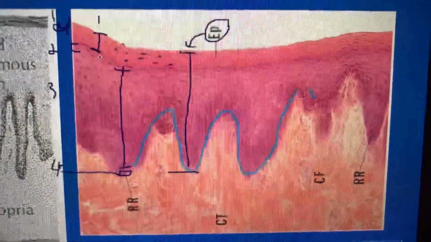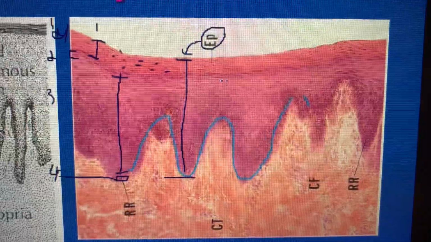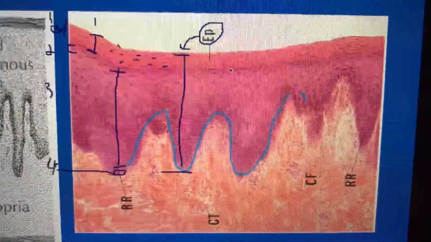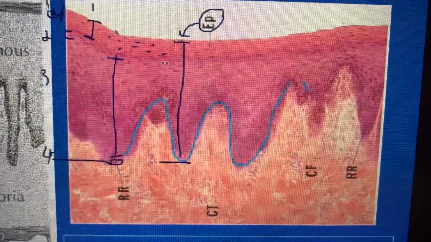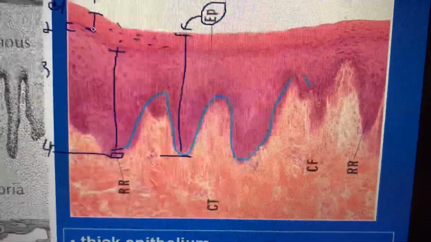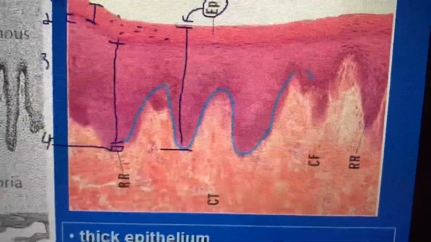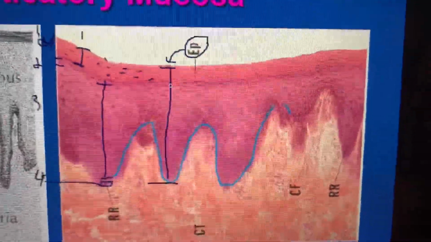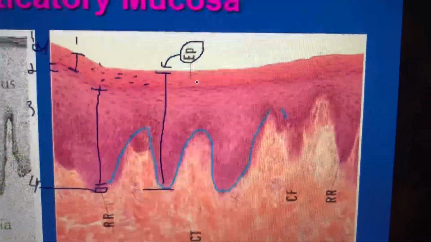In the granular layer, there are some granular cells there, but they're not uniform across this section, so it's said to be less distinct. But like I said last week, the best way to tell these two apart is based on the cornified layer.